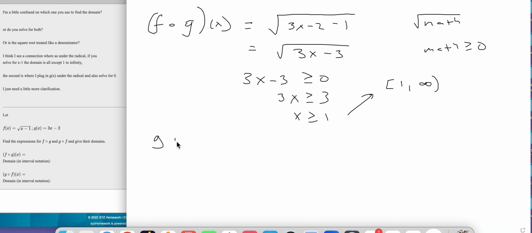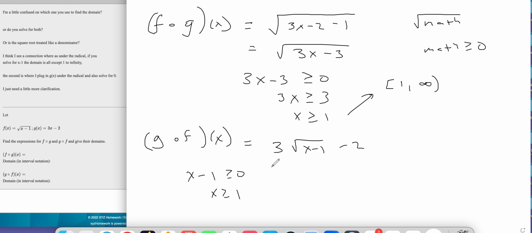If I do g of f of x, in that case, all of f of x is going to go right there for that x. So that would look like 3, and then square root of x minus 1, and then minus 2. So again, all this other stuff doesn't actually matter in terms of the domain. The part that does count is right there, the x minus 1. So then I would go x minus 1 greater than or equal to 0, kick the 1 over, and x is greater than or equal to 1 again. It didn't have to be, that's just how it worked out. And so this also would be from 1 to infinity.